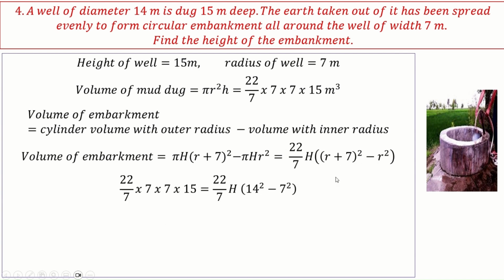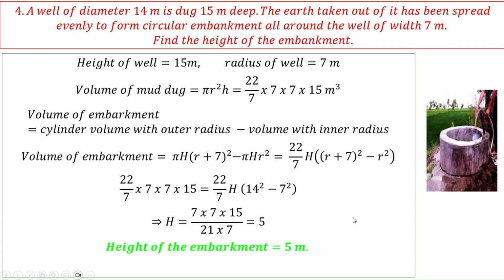Now we know that r is 7, so it will be 14 square minus 7 square. So what I will get is h, the height of this one, is 5. Okay, because I am equating this one and this one. r is nothing but 7. Okay, so h, the height of the embankment, is 5 meters. Okay, next.